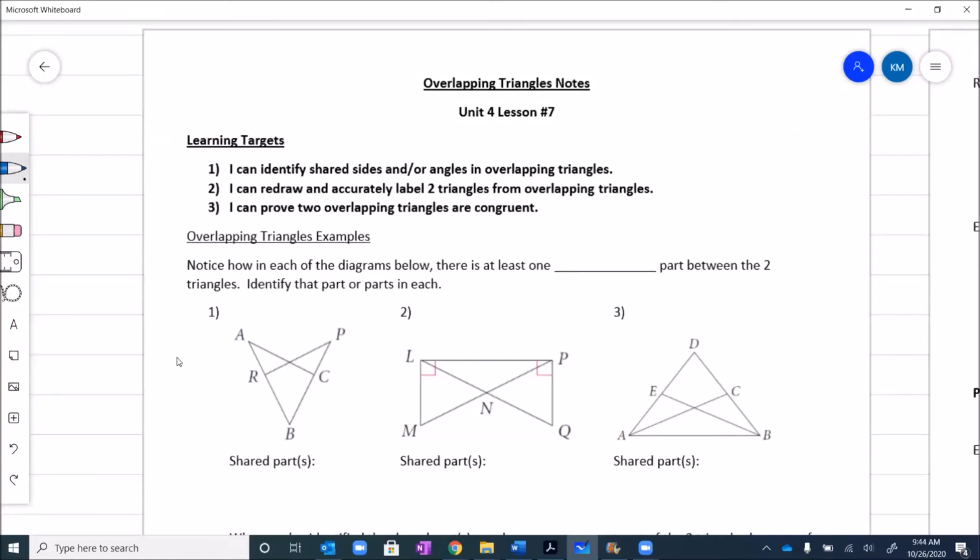Today we're looking at overlapping triangle notes. At the end of this video, you should be able to identify shared sides or angles in overlapping triangles. You should be able to redraw and accurately label two triangles from overlapping triangles. And you should be able to prove that two overlapping triangles are congruent.